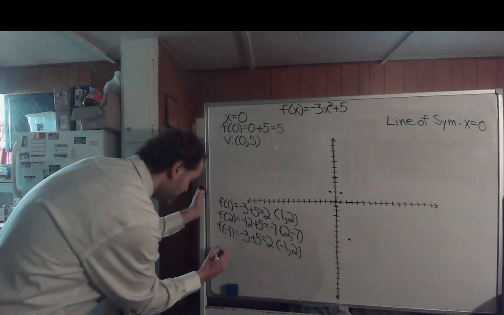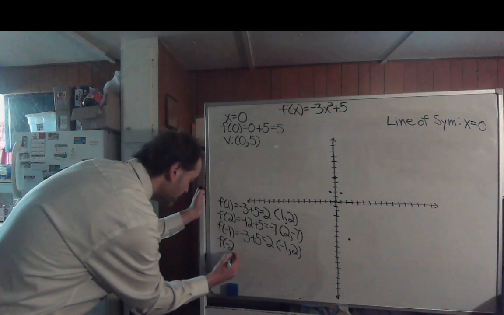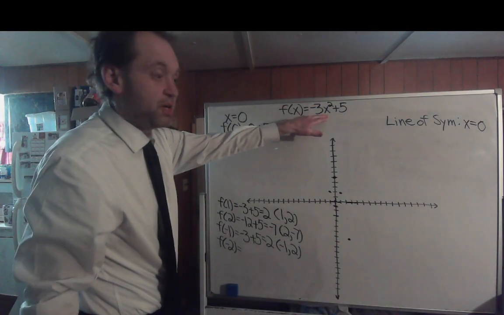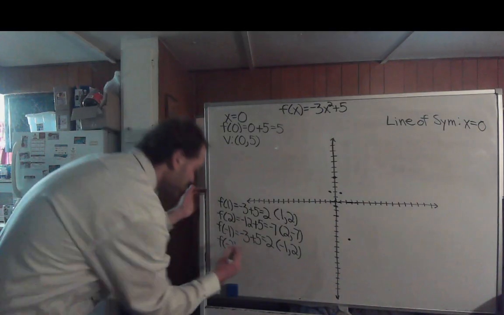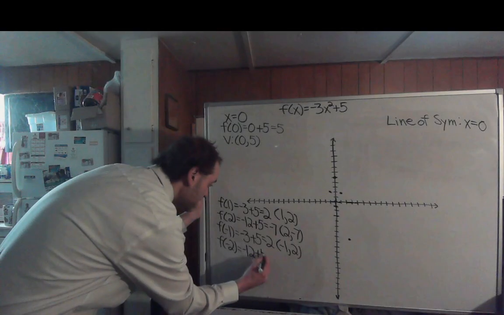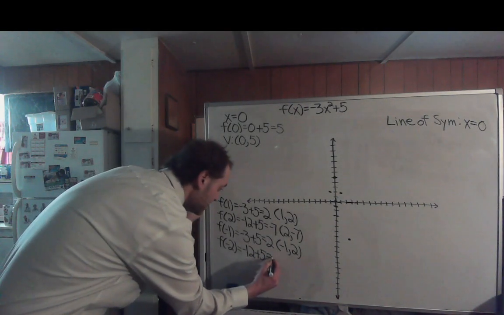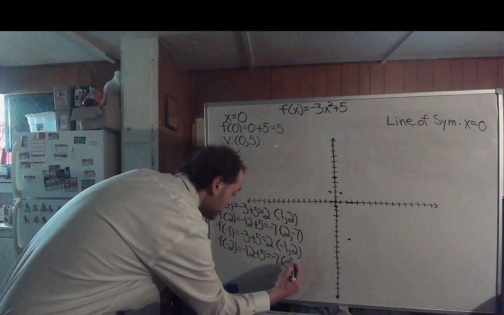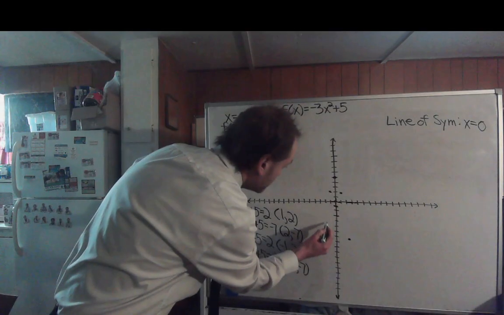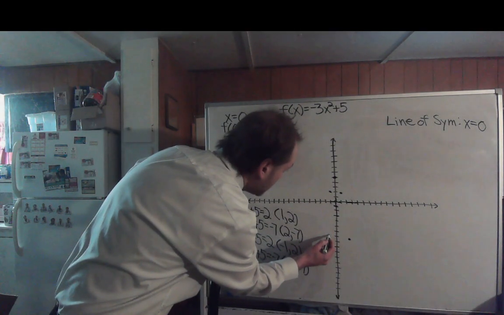And then let's put in f of negative 2. So negative 2 to the second is positive 4 times negative 3 is negative 12. Then just plus that 5. Negative 12 plus 5 is negative 7. So you'll get the point negative 2, negative 7, which is going to go right about there.